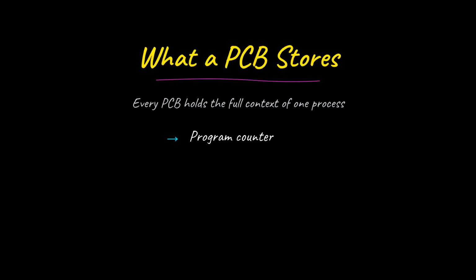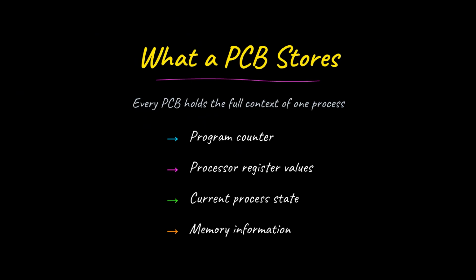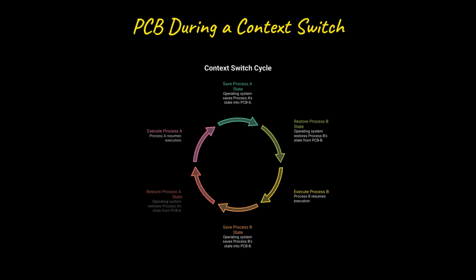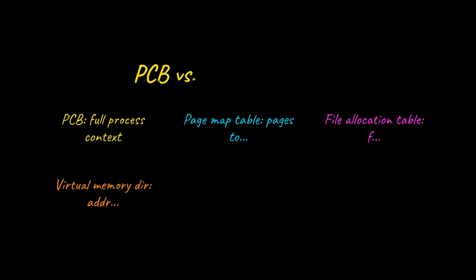Inside each process control block, the operating system records the program counter, register values, current process state, and memory information. Everything needed to pause and resume that process exactly where it left off. During a context switch, the operating system saves the running process's program counter and registers into its control block, then reads the next process's values out of its own control block. This is how the OS switches between many processes without losing any state.